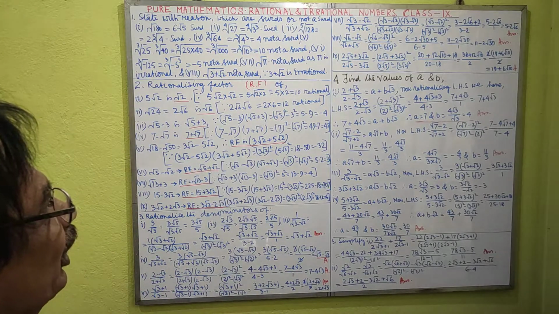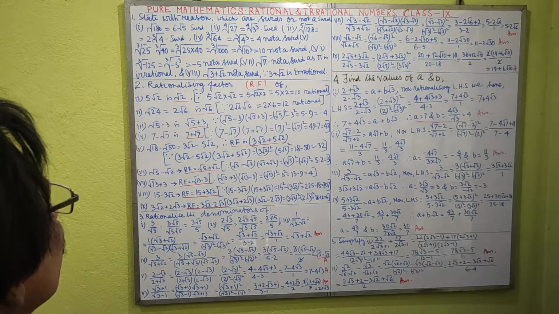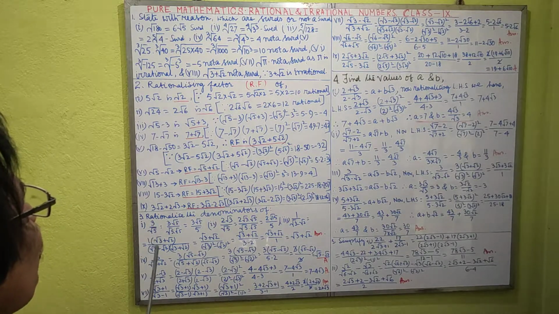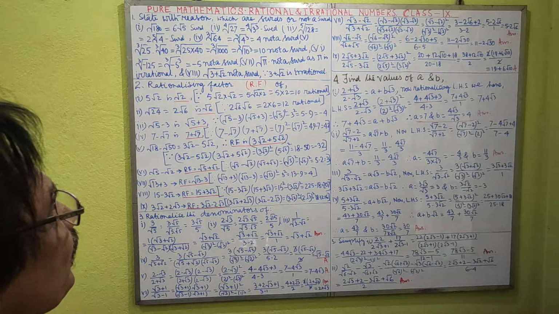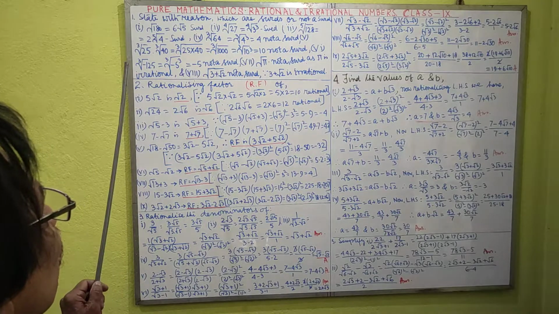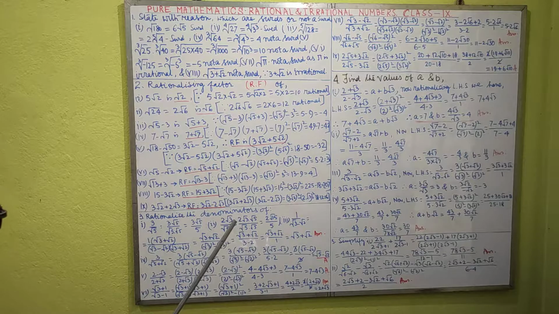Rational and irrational numbers. This is for class 9. The first question is, state with reason which are surds and which are not surds. First question is root over 180. Root over 180 equals 6 root 5. Since 6 root 5 is a surd, therefore it is a surd.